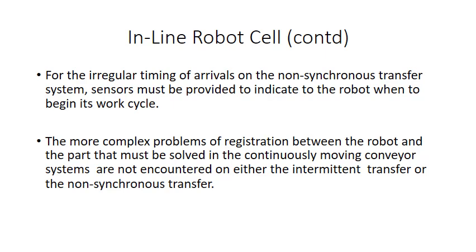For the irregular timing of arrivals on the non-synchronous transfer system, sensors must be provided to indicate to the robo when to begin its work cycle. The more complex problems of registration between the robo and the part that must be solved in the continuously moving conveyor systems are not encountered on either the intermittent transfer or the non-synchronous transfer.